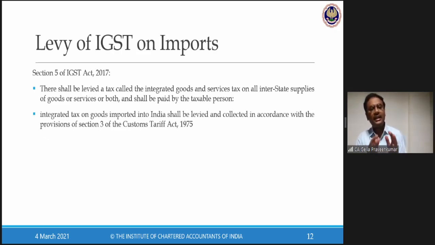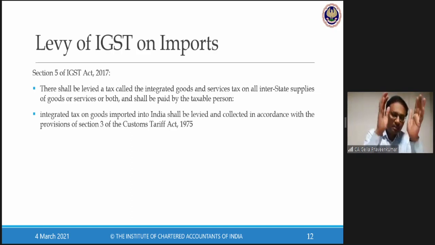Now, integrated tax on goods imported into India shall be levied and collected in accordance with the provisions of Section 3 of the Customs Tariff Act. Customs Act 1962, Customs Tariff Act 1975. Again, I am bringing the awareness of customs provisions. I'm not going to discuss in detail, the reason being we have a separate session on that. Here, you need to understand that the moment there is an interstate supply, there is a levy called IGST. No doubt on that. My interstate supply, goods or services, IGST.